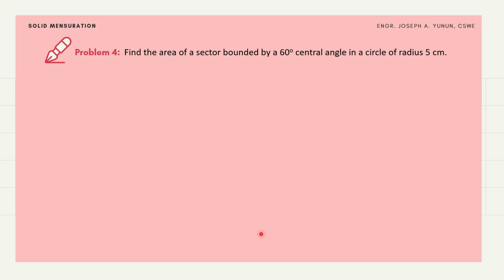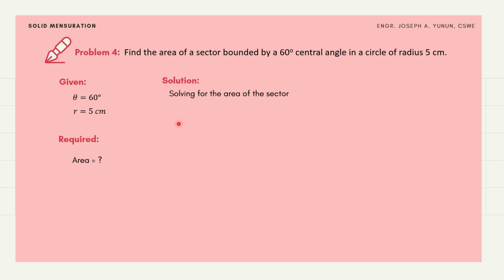Some illustrated problems. Find the area of a sector bounded by a central angle of 60 degrees in a circle of radius 5 centimeters. Based on the given, you have a central angle of 60 degrees and a radius of 5 centimeters. The required area is the area of the given sector.